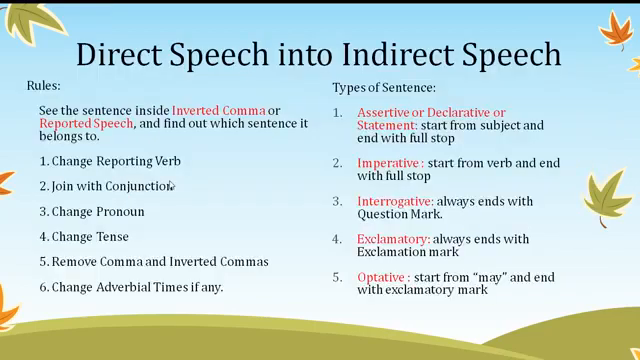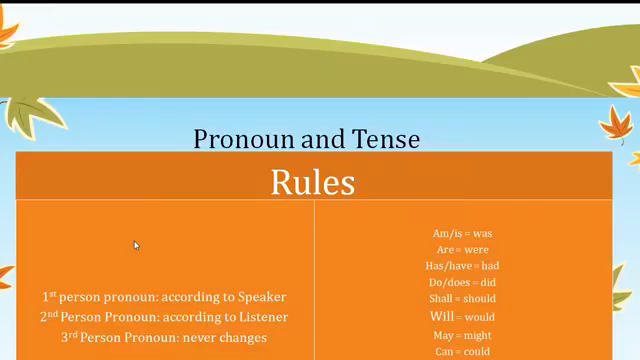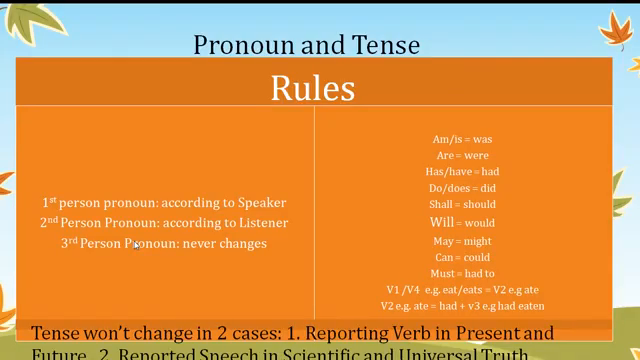Look here, rules again I want to show you. Reporting verb and conjunction we have done. Third rule, pronoun and tense to be changed. Look over here, pronoun and tense rules. I already said at the time also: the first person pronoun changes according to the speaker, the second person pronoun according to the listener, and the third person pronoun never changes. And at that time I told you that you must know what the personal pronouns are. So later, in the next slide, we will know.